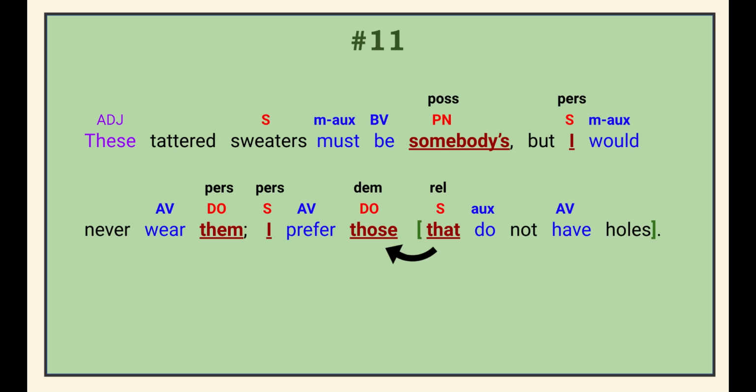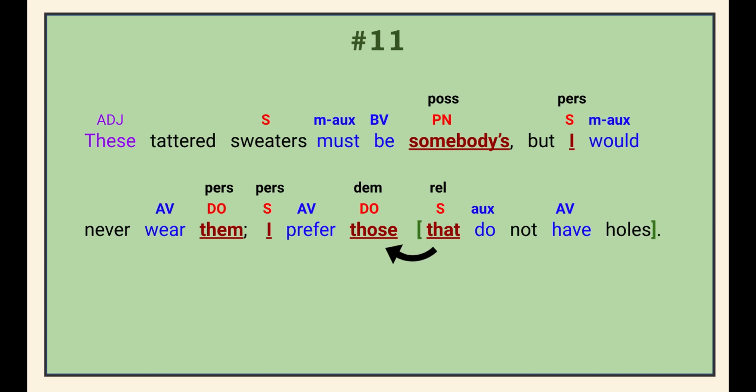Our next pronoun is them. It's a personal pronoun and it's acting as the direct object of wear. Its antecedent is sweaters. The next pronoun is I. It is a personal pronoun and it is acting as the subject for the verb prefer.